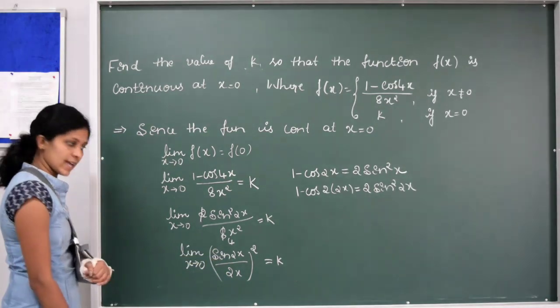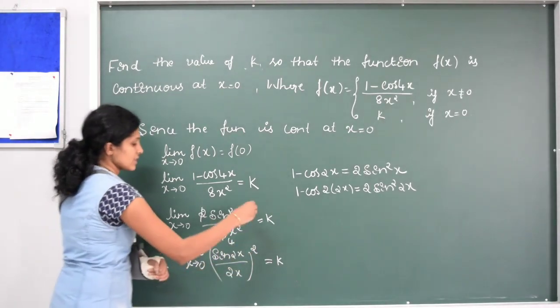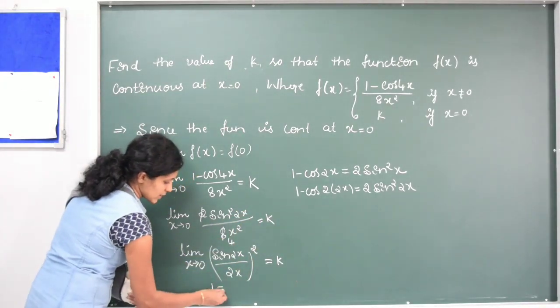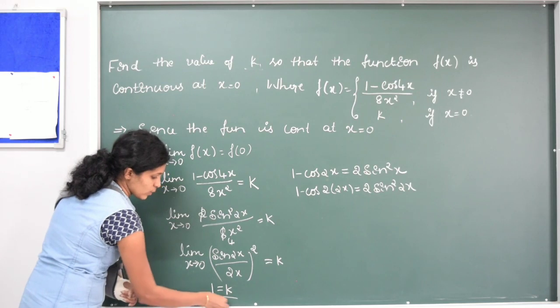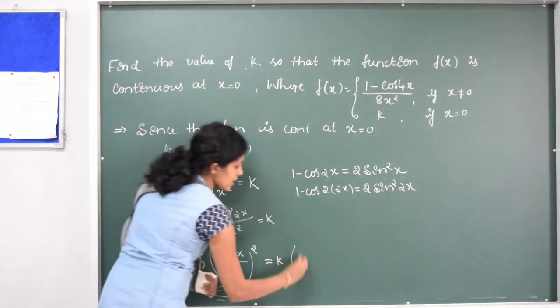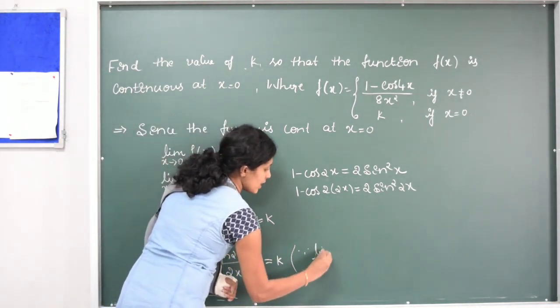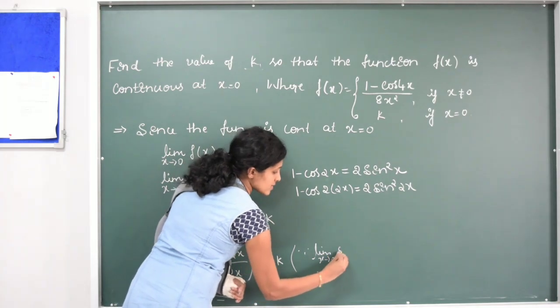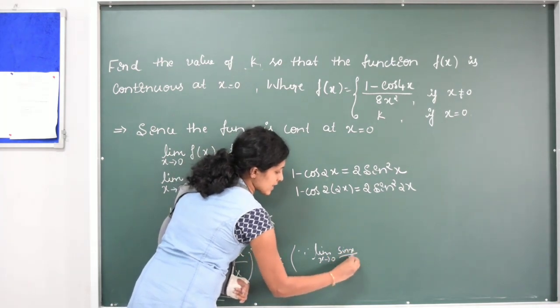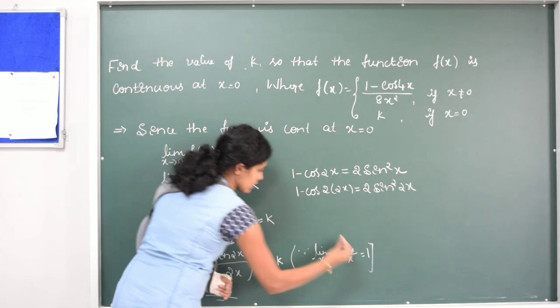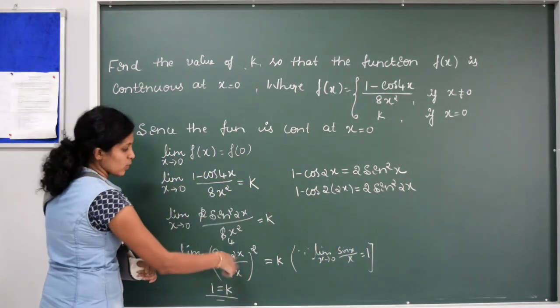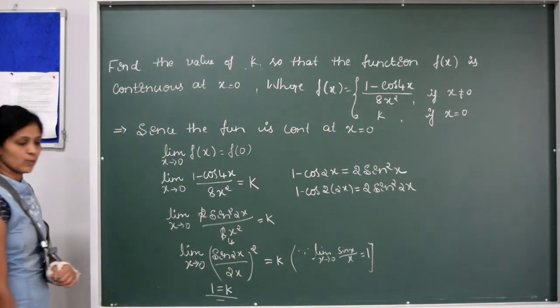By using the Sandwich theorem, this one we can write as 1, right? So the value of this is equal to 1. So the value of k is equal to 1. I hope you understood this one. Why? Limit of x tends to 0, sin x by x is always equal to 1. In the place of x, here we have 2x, whole square will be equal to 1.